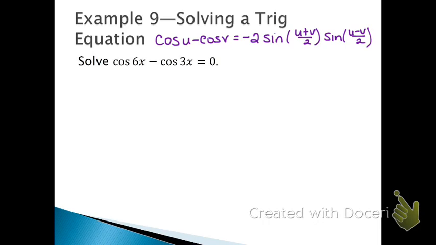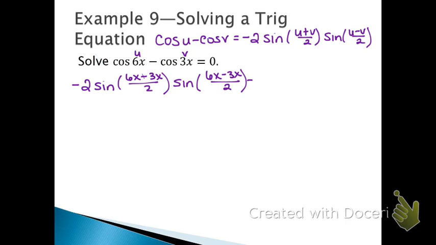Alright, so remember, here's my u. This is my v. So we get negative 2 sine of u plus v, so sine of 6x plus 3x over 2. Sine of u minus v, so 6x minus 3x over 2 equals 0. Reduce your fractions.